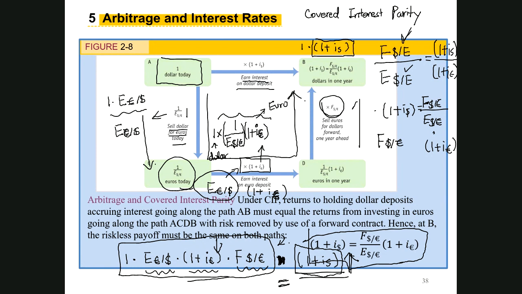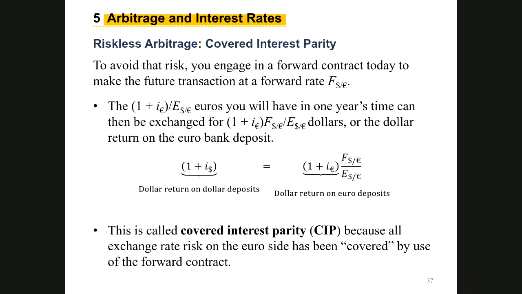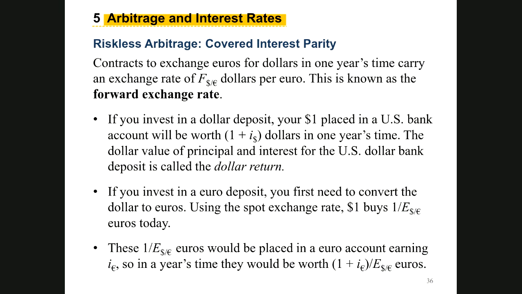So what's the importance here? You connect the interest rate in two different countries. Also, you connect the future exchange rate and the spot exchange rate in one equation. Okay, so let's go back to the representation here, and then take a look at the definition. Okay, so that's the mechanism I just showed you.